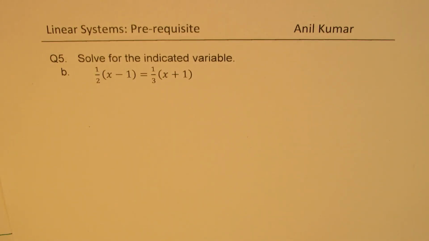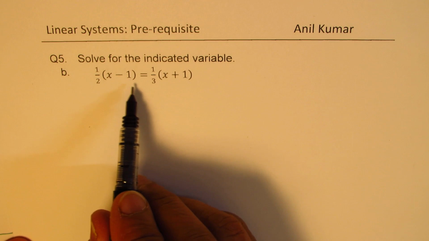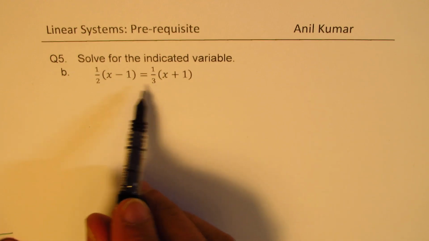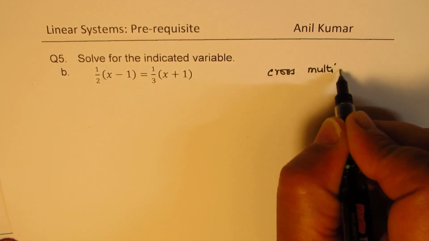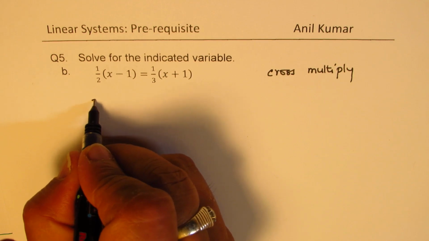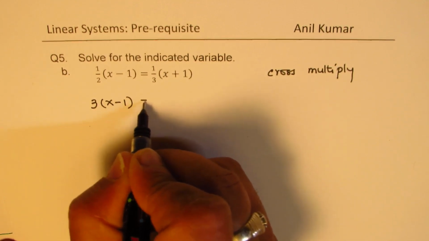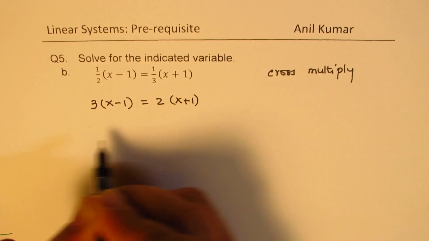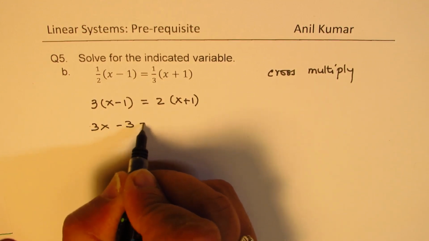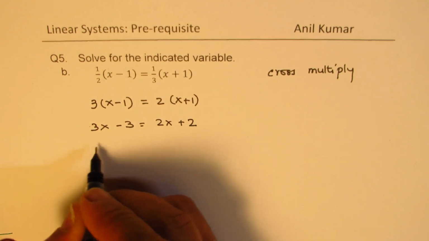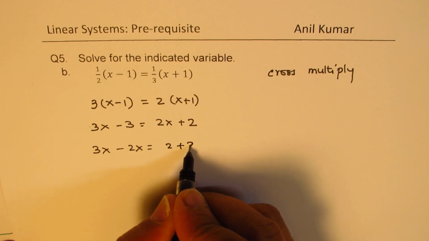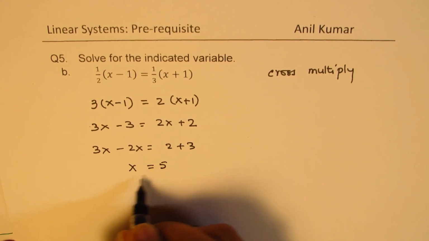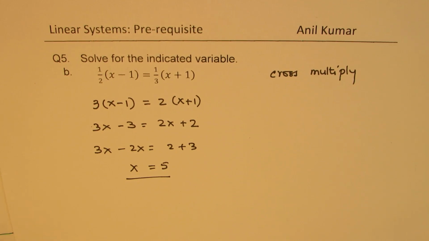Part B is half of x minus 1 equals 1/3 of x plus 1. So let's cross multiply. The strategy here will be to cross multiply. So when you cross multiply, you get 3 times x minus 1 equals 2 times x plus 1, correct? So that is 3x minus 3 equals 2x plus 2. Now 3x minus 2x is equal to 2 plus 3, which is x equals 5, right? So we get x equals 5 as our solution.